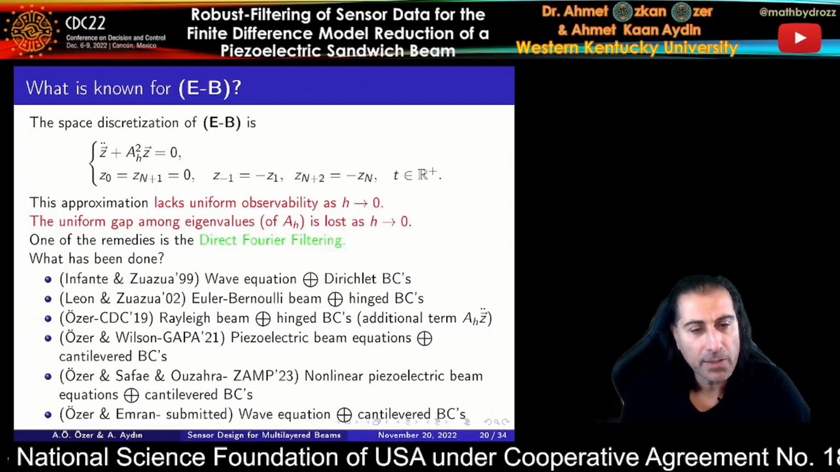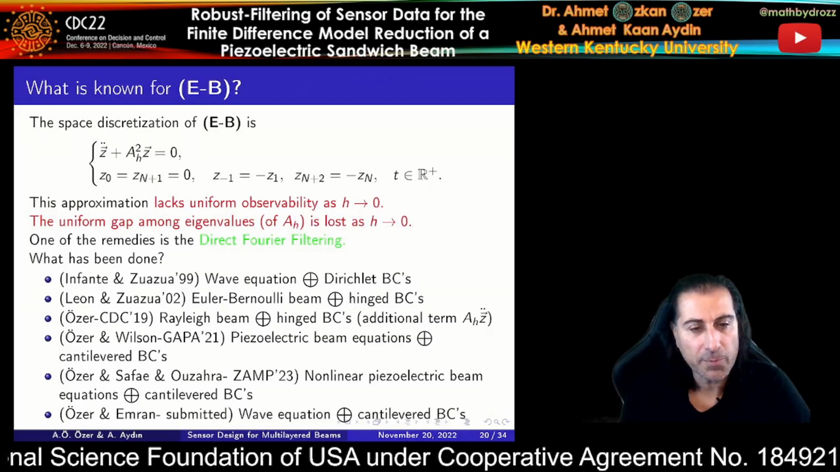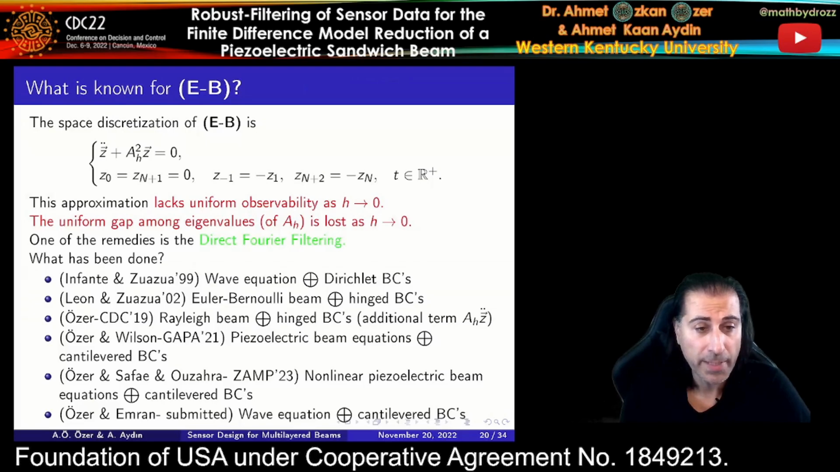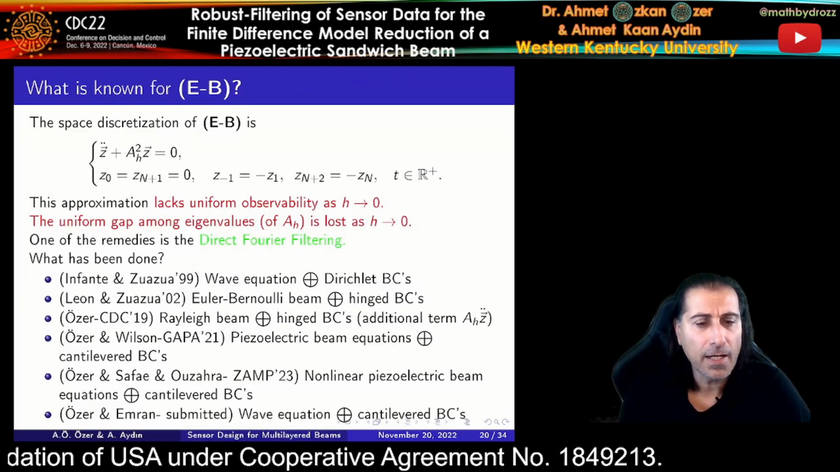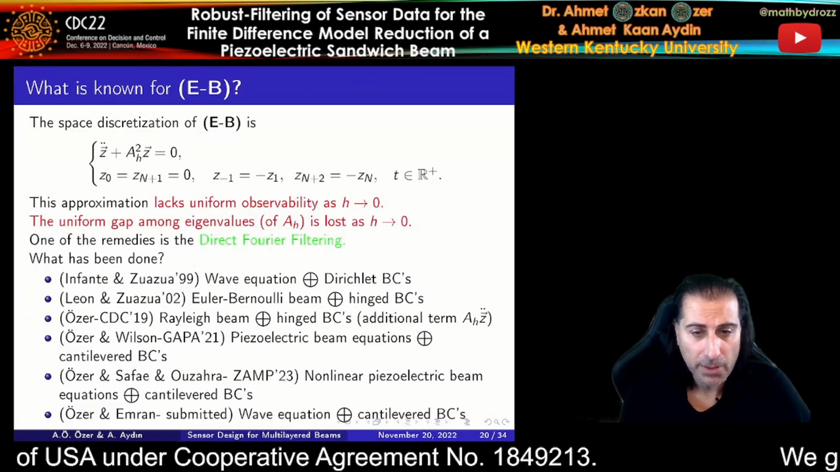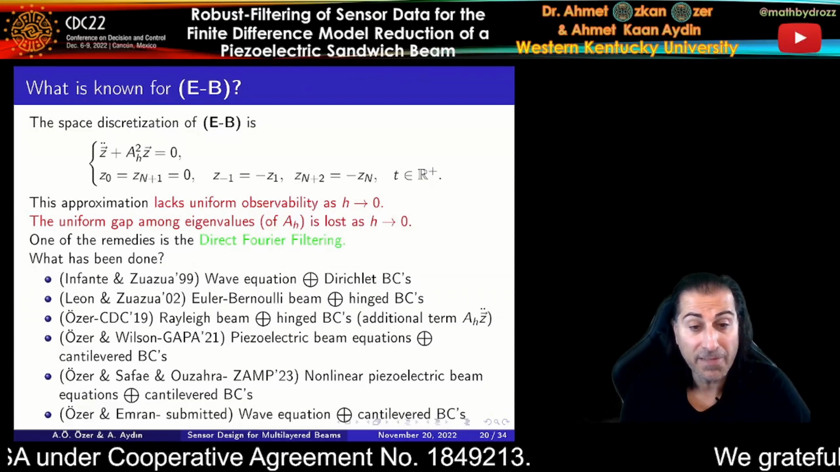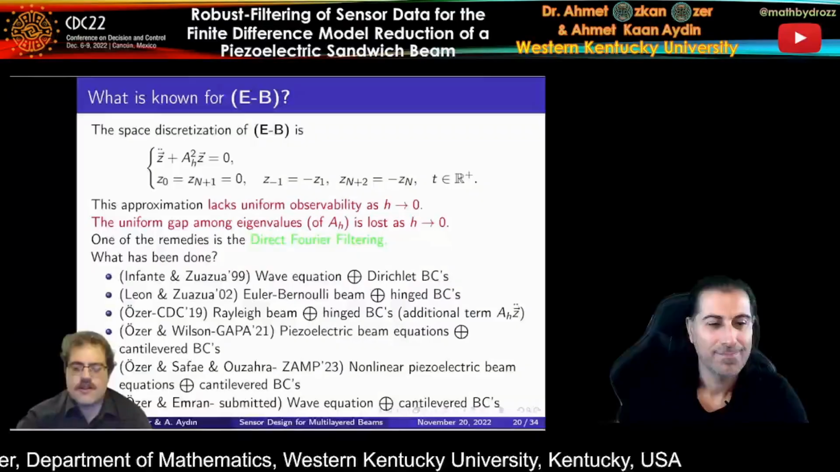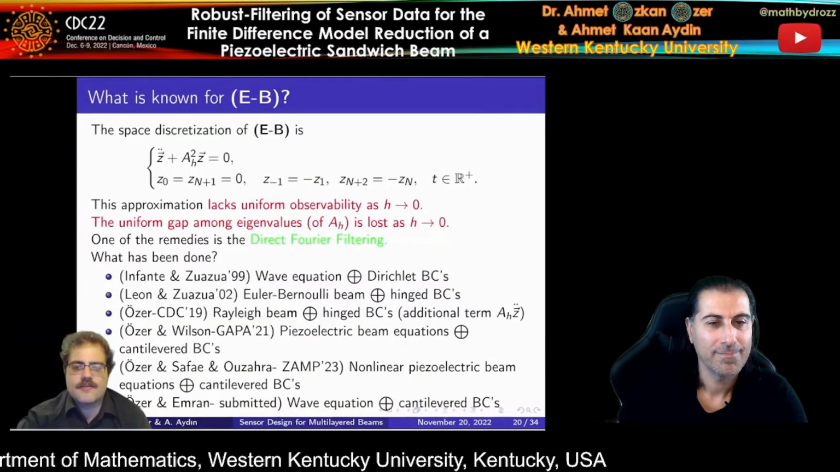And we recently did a similar type of approach for the Rayleigh beam equation with hinge boundary conditions. And recently, there are more works on the piezoelectric beam equations and the wave equation with stabilizing feedback controllers. We'll pass over this part.